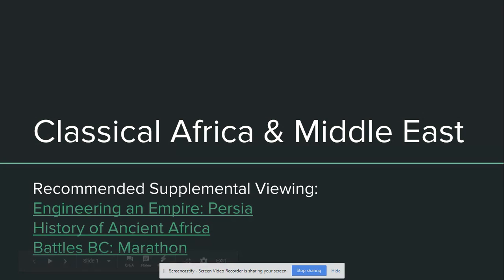We're into Unit 4 now, talking about classical Africa and the Middle East. Like I said at the start of this unit, the majority of our focus is going to be on Persia because it really represents one of the first and one of the greatest of those classical empires that we're going to talk about throughout this thing. Rome, China, the Guptas, on and on. But we'll get to those.